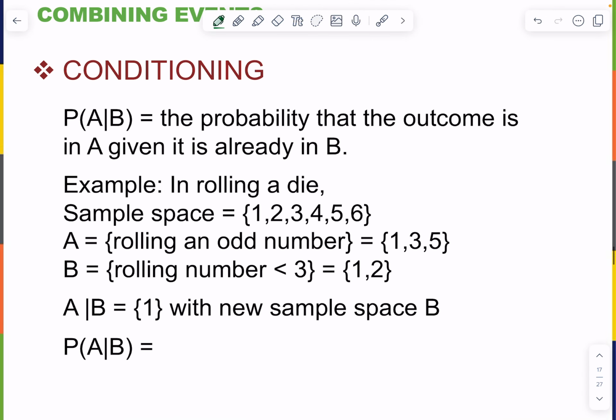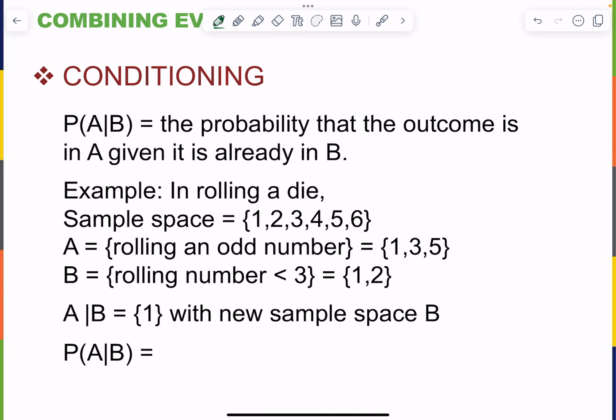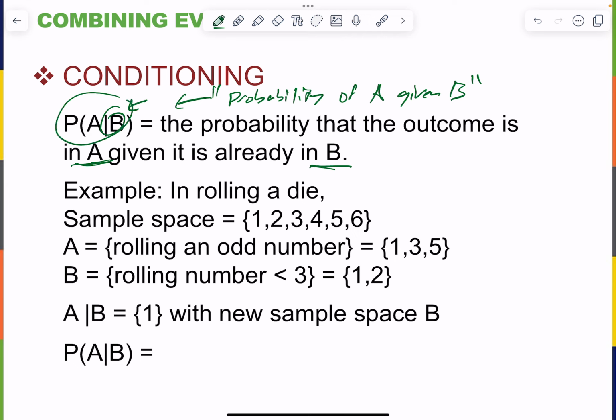Okay, now there's something called conditioning. This is another way of combining events. This is the probability that the outcome is in A, okay, so the outcome is in the set A, given it is already in B. So, given B. This thing right here is pronounced probability of A given B, and that's what you say to communicate this symbol.